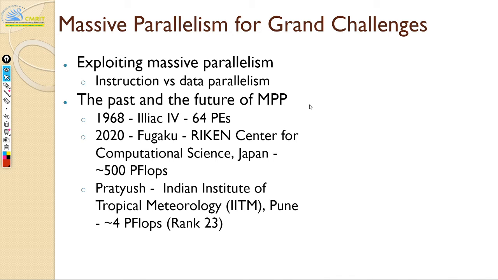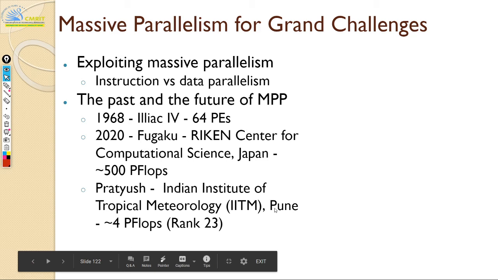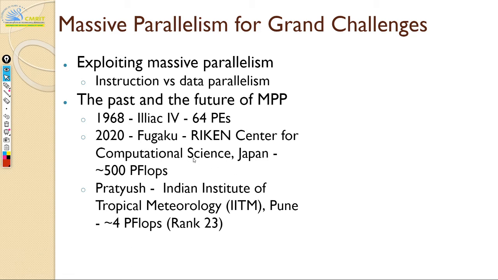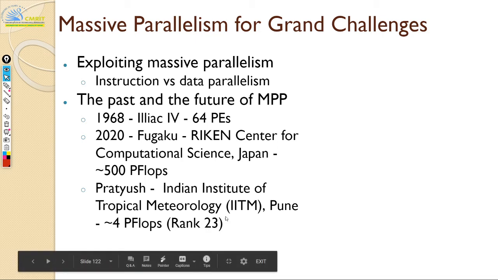That's the fastest supercomputer in India. It's at the Indian Institute of Tropical Meteorology in Pune, and it is ranked 23 in the list, and it runs at 4 petaflops. Okay, so 4 into 10 to the power 15. It's a massive, very fast machine. Maybe in comparison to Fugaku it may look like a small number, but still this is actually a huge computing resource that we have.